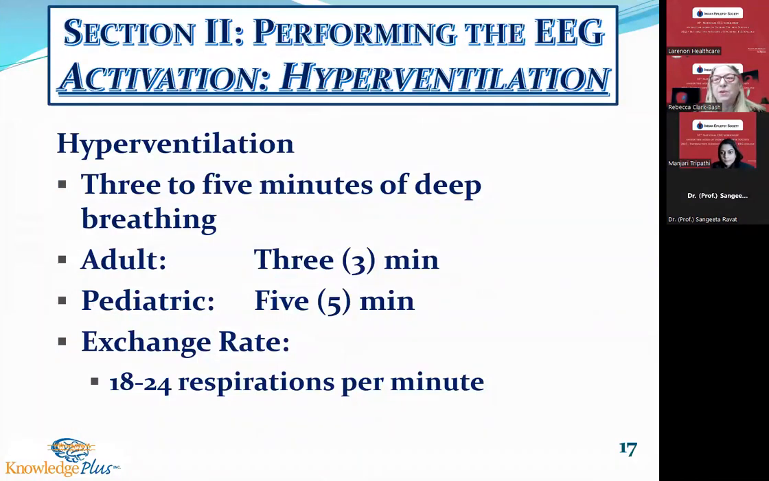This is the single most important slide on hyperventilation. In the adults, 3 minutes of deep breathing is adequate. However, in the pediatric population, you have to do a 5-minute deep breathing. Now the exchange rate, the recommended exchange rate is 18 to 24 respirations per minute. That isn't this. That isn't that. What they expect for hyperventilation is.